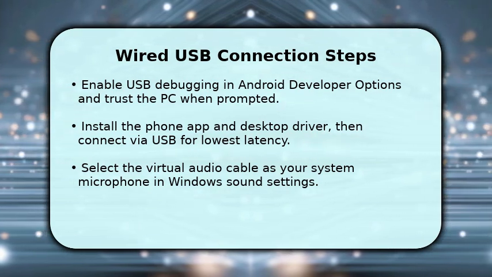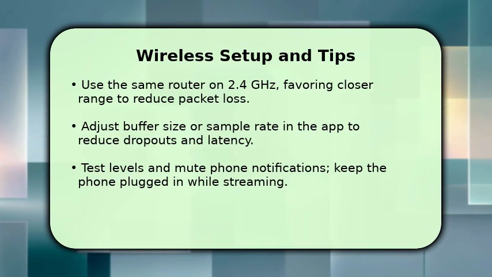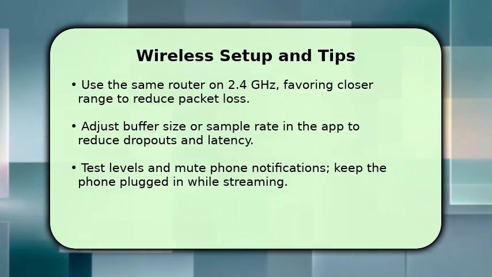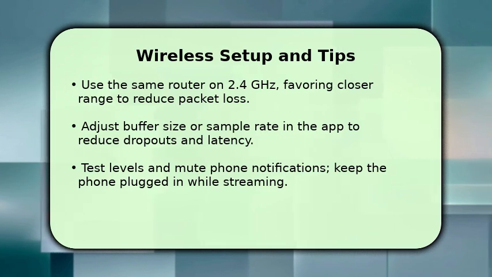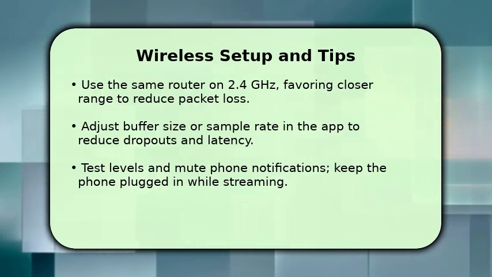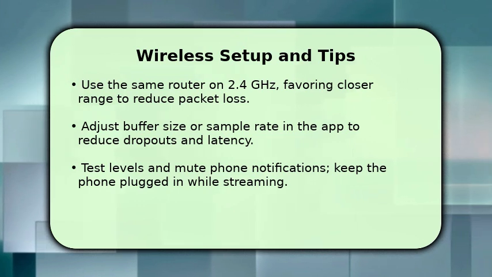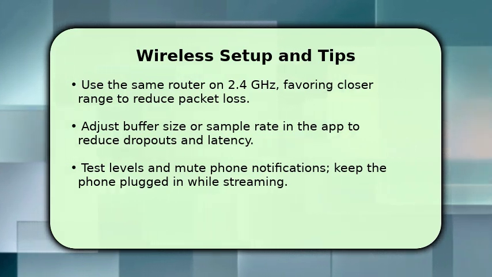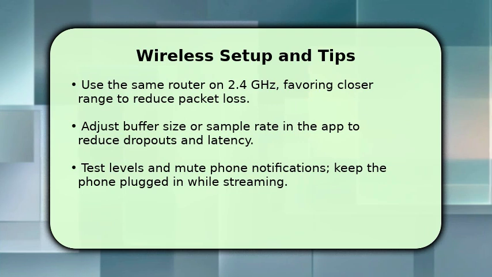For wireless use, connect phone and PC to the same router on 4 GHz for stability. Open the mic app and enable Wi-Fi streaming mode, noting the IP or pairing code. Start the desktop receiver and enter the code or IP to pair the devices.